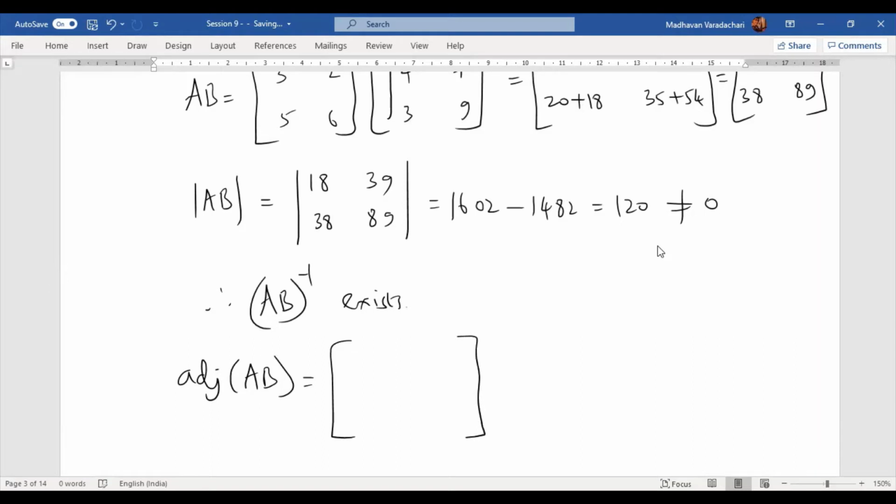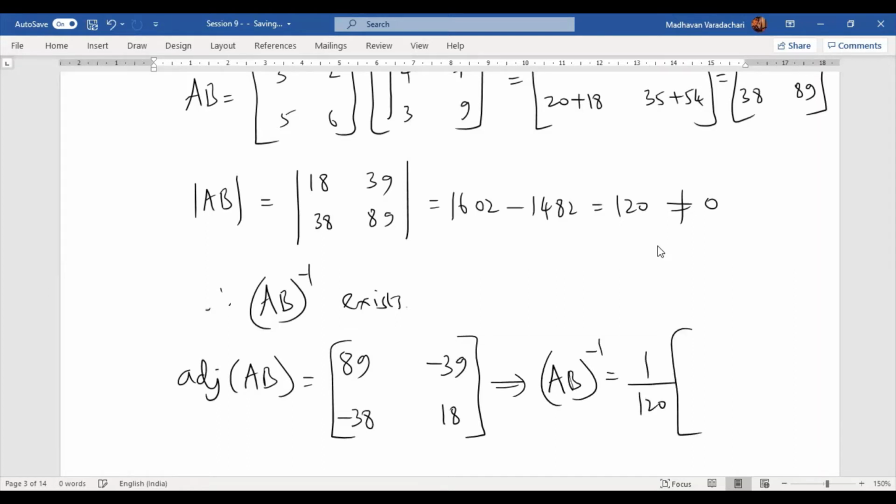Now, the next step is the adjoint of AB. Interchange the principal diagonal elements. So 89 will come here, 18 will go here. Put the opposite sign for the other two elements. Here it becomes negative 39, negative 38. So which implies the inverse of AB should be 1 by 120 times the adjoint: 89, minus 39, minus 38, 18. So this is actually our left hand side.